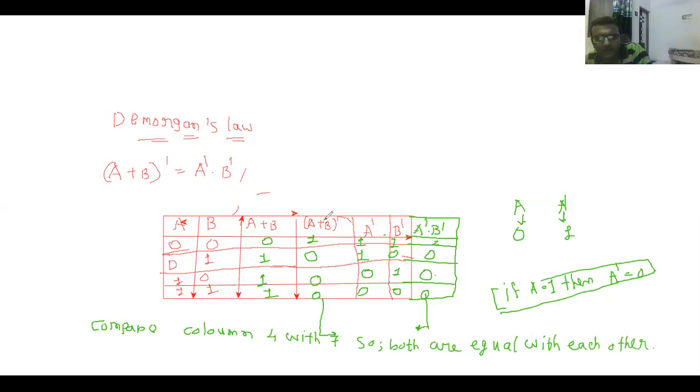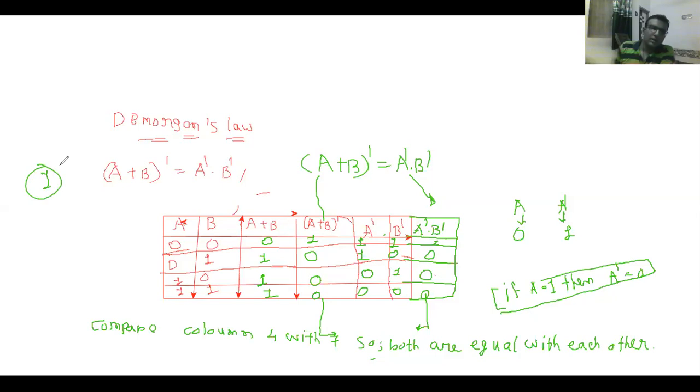So here we can say that (A plus B) dash is equal to A dash dot B dash. De Morgan's first law that we have proved here. Now, what is the second law of De Morgan's theorem? This is the first law. I have completed that. The second law of De Morgan's theorem, I have written right here.